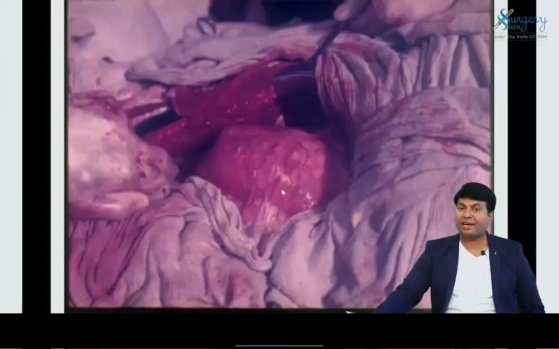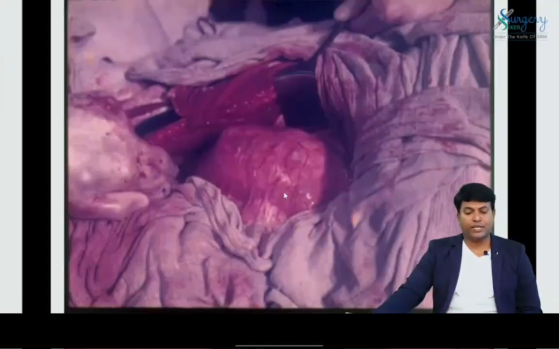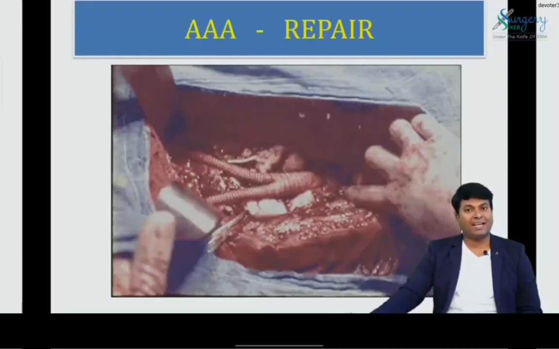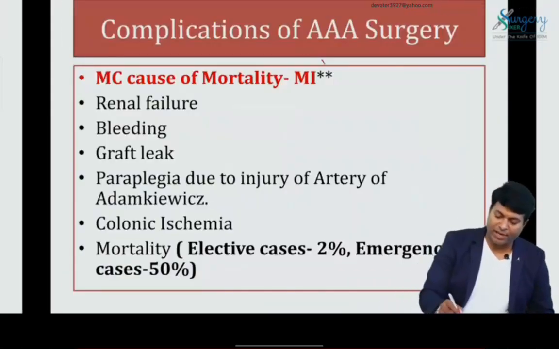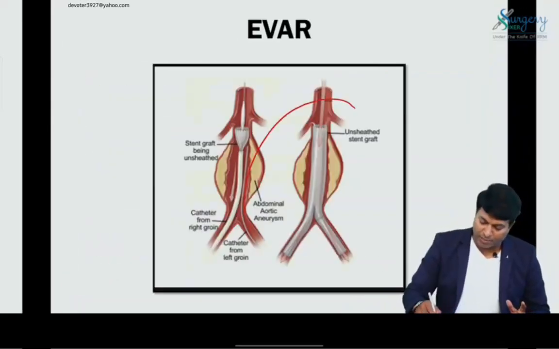This is one of the images taken when I was doing an emergency long back. Such a huge abdominal aneurysm resected. You can see the pant graft being kept inside. So the complications, please don't forget, the most common cause of death is MI. So this is endovascular aneurysm repair, in which a stent is kept inside.